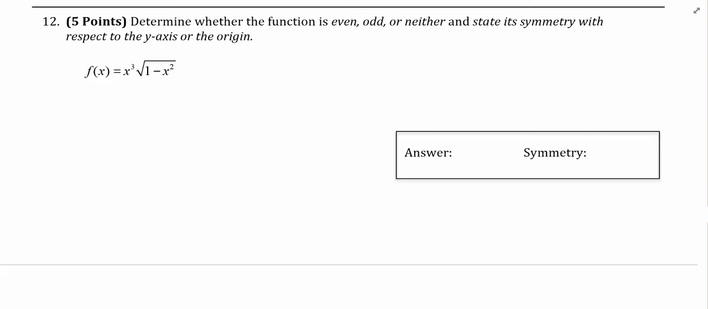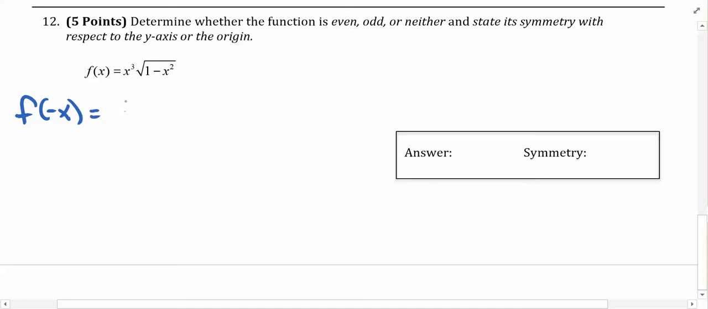Okay, so number 12 says figure out whether this thing is even, odd, or neither. State the symmetry either with respect to the y-axis or the origin. Okay, so the first thing we do is we figure out f of negative x. And that would be negative x quantity cubed times the square root of 1 minus negative x, all squared.